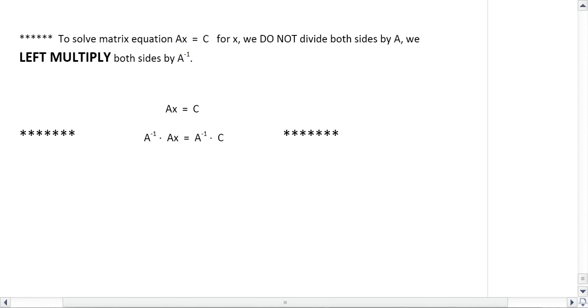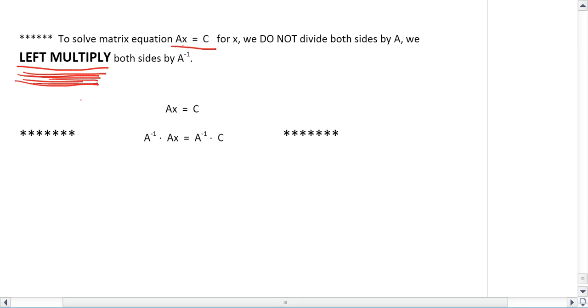This screen you're looking at right now is probably the most important notes of the whole chapter. So do write it down. It's got lots of stars. It's really important. So when you see this equation, A and C are both matrices. So we have a matrix times x equals another matrix, and we need to solve for x. Now, in typical algebra, you would divide both sides by A, but we don't do that in matrices. We don't divide them. So what we do is left multiply by its inverse.